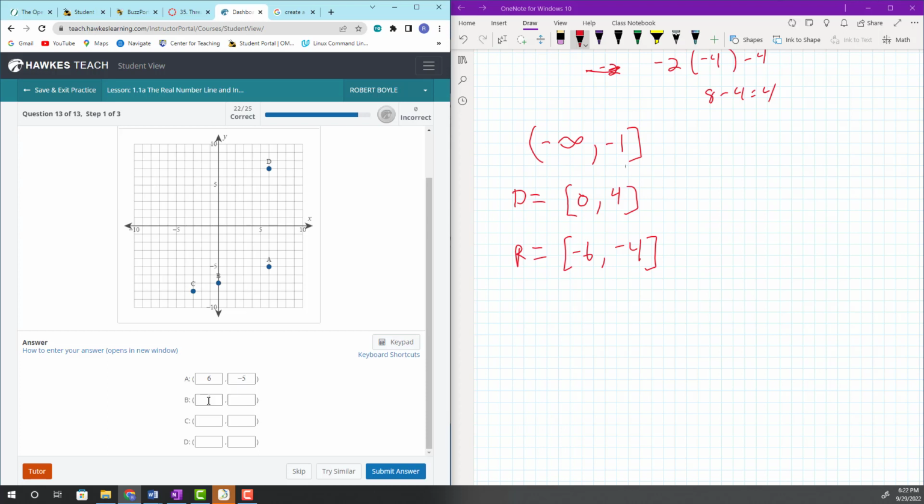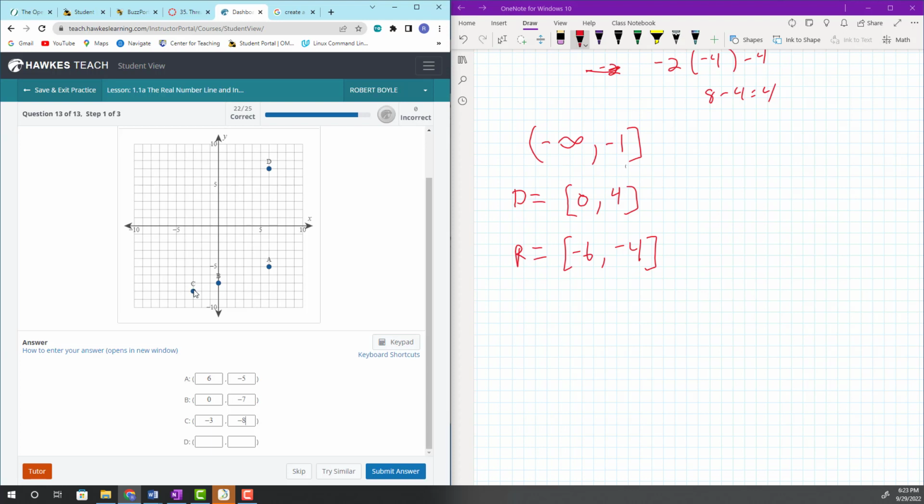Okay, for B, we don't need to move on the x-axis at all from the origin, so that's going to be 0. But we do need to go down the y-axis to -7. So that's going to be 0, -7. For C, it's over here, so we need to go -3 in the x-axis. So that's going to be -3. And then we need to go down the y-axis 8. It's actually easier to figure that out by going -10, -9, -8.